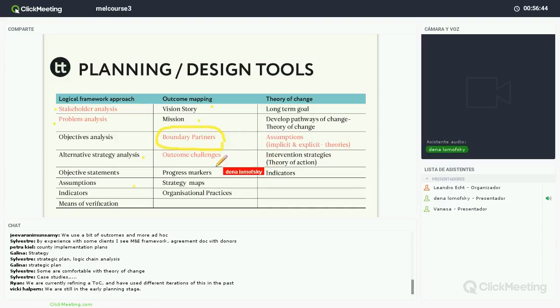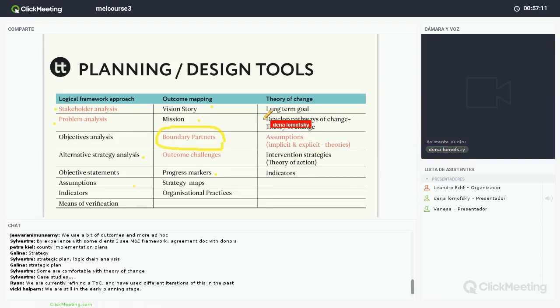And then they develop the outcome challenges, which are kind of goal statements or the outcome statements. And progress markers are indicators, but instead of just measuring disconnected things in a logical statement, what's nice about progress markers is that they measure a process of transformation, a process of change. So if you put all your progress markers together, you should get a really nice story of change.